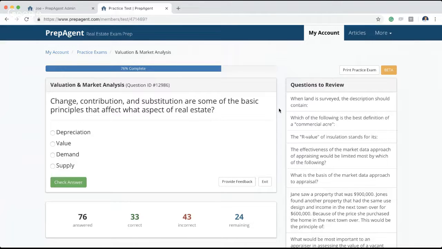Change, contribution, and substitution are some of the basic principles that affect what aspect of real estate? A, depreciation. B, value. C, demand. Or D, supply.